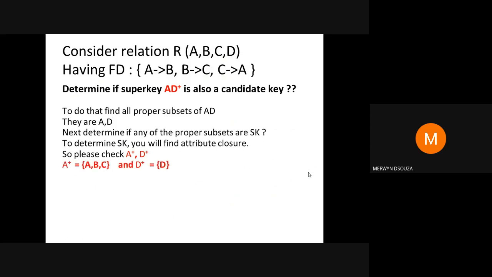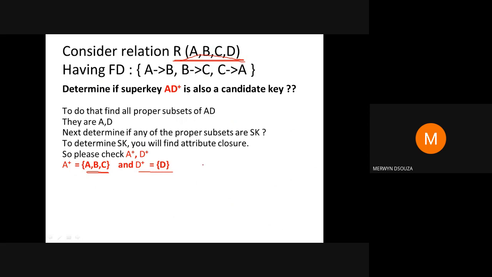The attribute closure for A will be ABC and the attribute closure for D is D. Now you can see that none of these attribute closures are super keys. If these attribute closures were super keys, they should have had all the attributes of the relation R. R has four attributes, A, B, C, and D. But here the closure has only three attributes. Similarly, the closure for D has only one attribute. Therefore, A as well as D are not super keys.